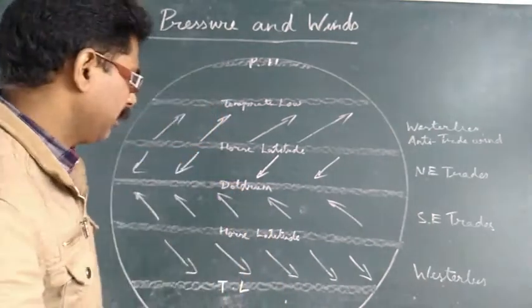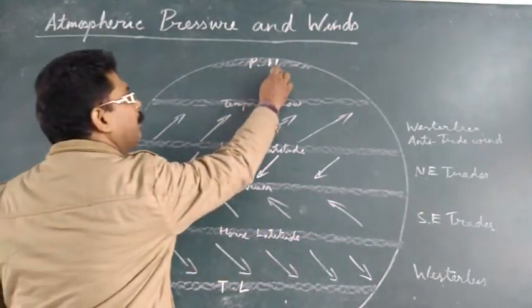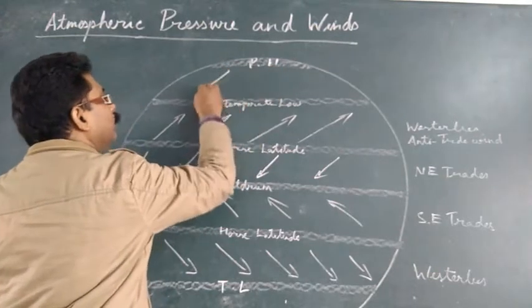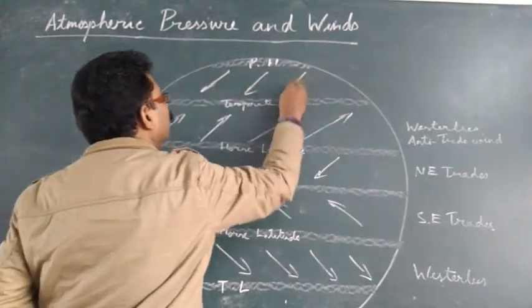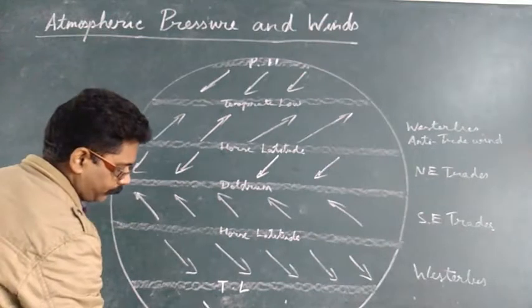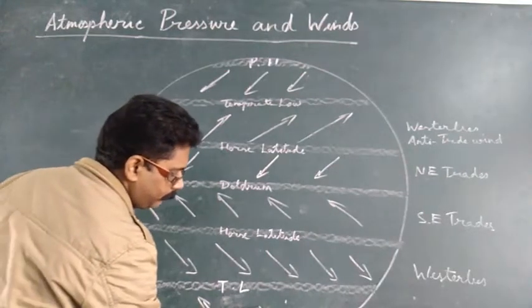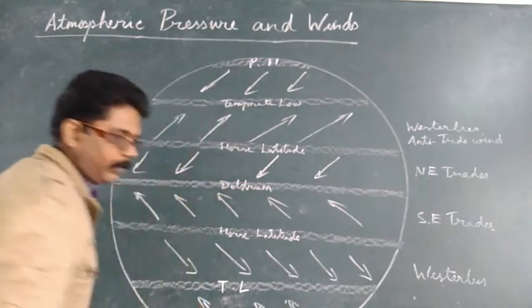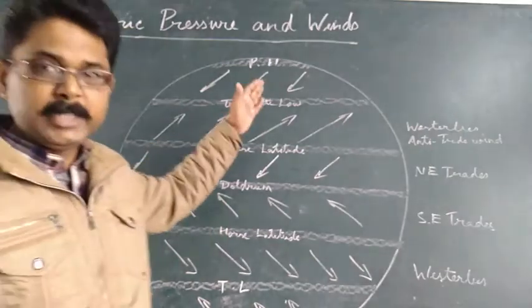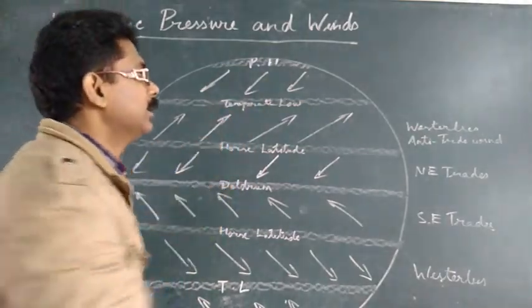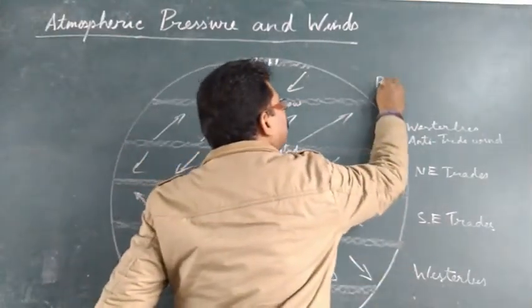Next is again the wind from the high pressure, the polar high, that blows to the temperate low. And as these winds blow from the east direction to the west direction, they are known as the polar easterlies.